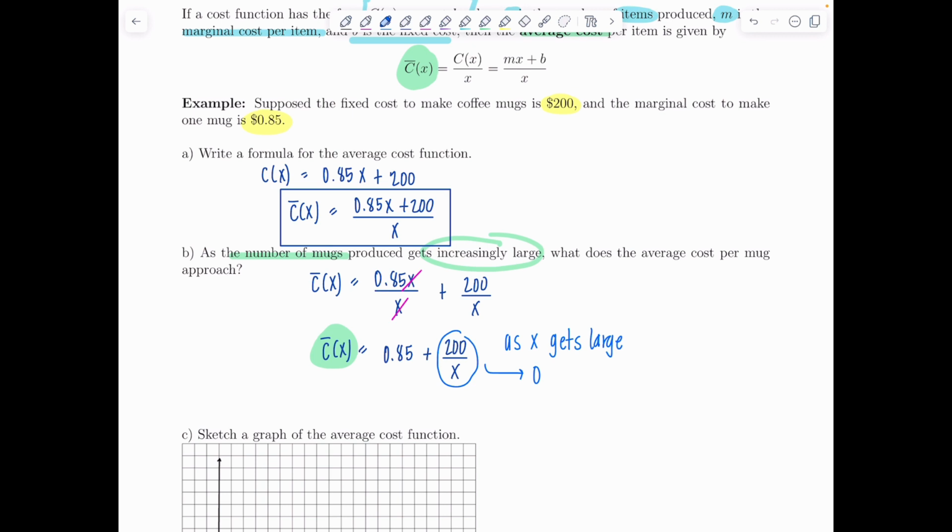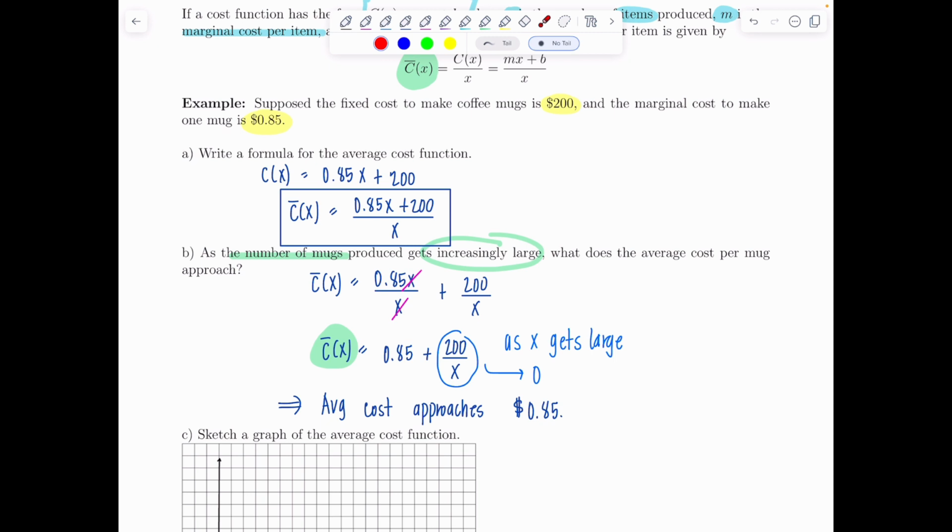So that means the average cost is going to approach just the 85 cents because that's not changing as x changes. So the average cost approaches 85 cents. Okay? Which is good news if you're looking from a manufacturer's perspective, right? So those fixed costs, that $200 that you spend up front might be significant, but if x gets increasingly large, then that $200 doesn't become such a big deal.